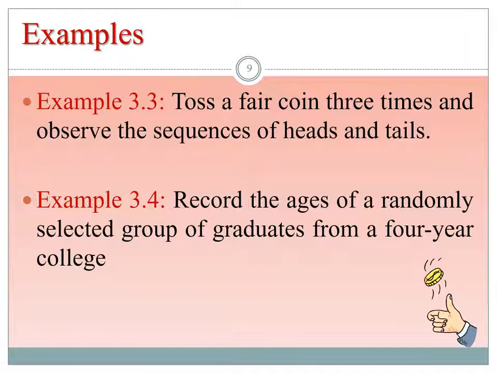Next example is to record the ages of a randomly selected group of graduates from a 4-year college. In this case, this is age. This is one of the experiments. Recording the age means the possible outcomes are numerical values.